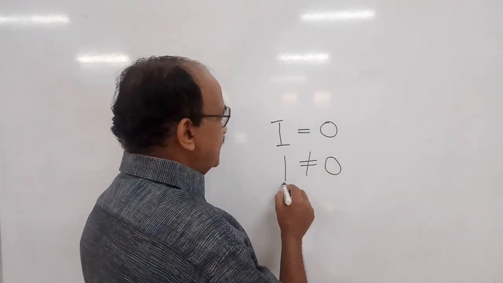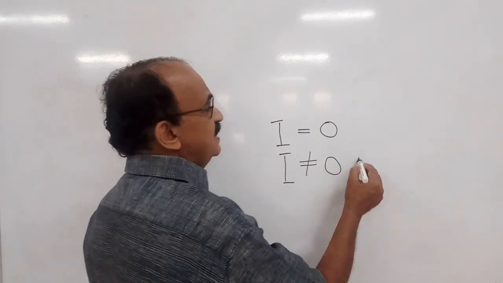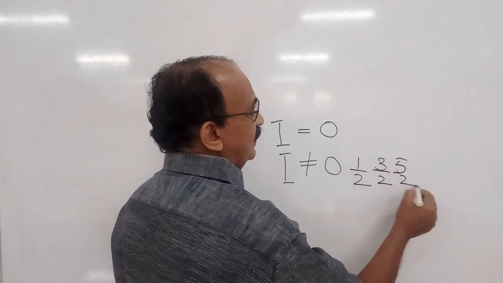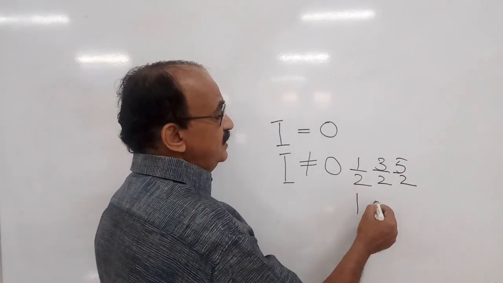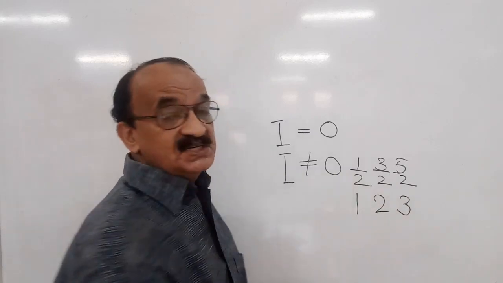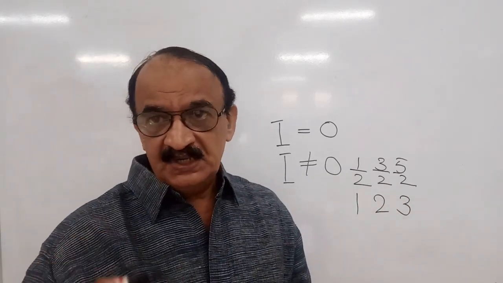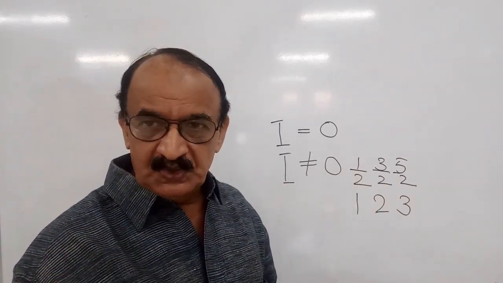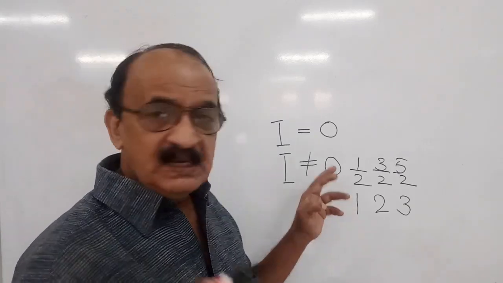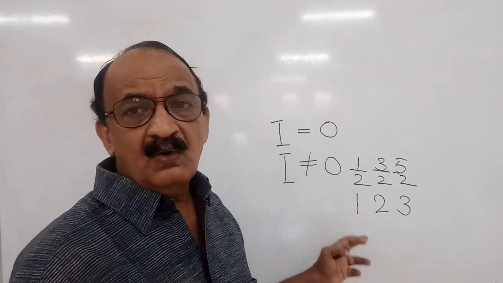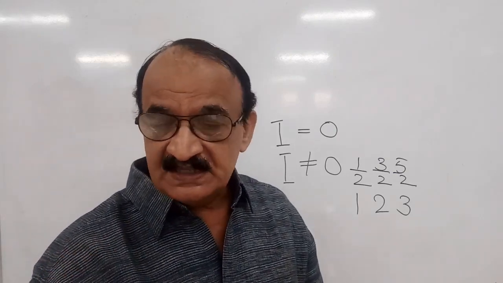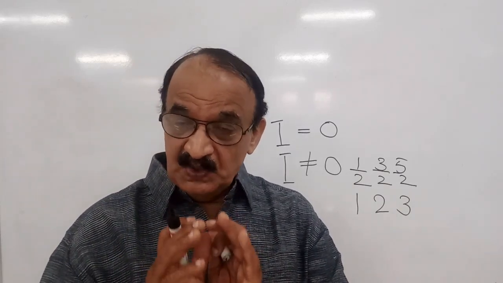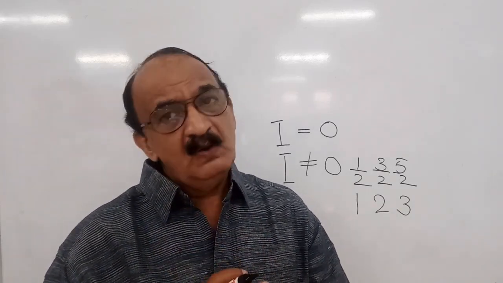And this I value can be 1/2, or 3/2, or 5/2, or it can have values like 1, 2, 3, etc. If a nucleus has a net magnetic moment due to the spin quantum number, half-integral or odd integral, definitely the nucleus has a magnetic property. So here we are considering the nuclei which have a net magnetic property.